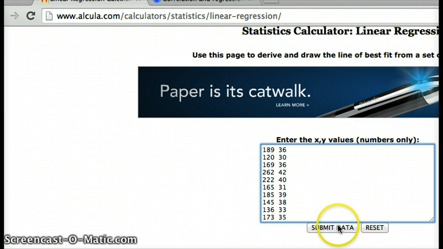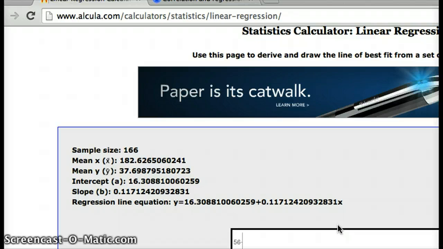So submit data, and then the computer will do some analysis for me. So you'll notice they're telling us the sample size, they're telling us the average of the x's, they're telling us the average of the y's, they're telling us the intercept, y-intercept, 16.31, and the slope, 0.117. Unfortunately, they're using different letters. I like to use m for slope and b for intercept. That is indeed more standard. Although in statistics, sometimes those get switched and become a and b. So there is our regression equation. Y, the waist size, is 16.3 plus 0.117 times the weight.